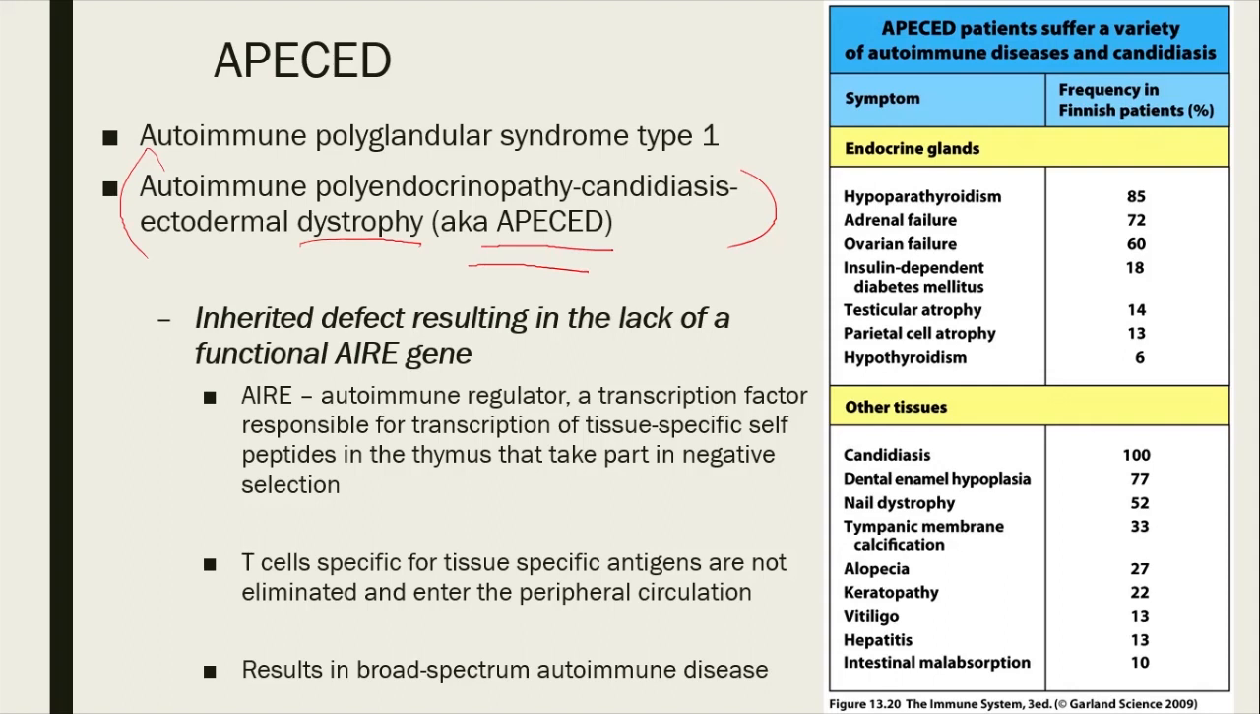Now, this inherited defect is a lack of functional AIRE gene. What this gene does is that it is an autoimmune regulator responsible for transcription factors that drive expression of tissue-specific self-peptides in the thymus. If you lack these transcription factors, the cells are unable to participate in negative selection, and T cells specific for tissues will not be eliminated and end up entering peripheral circulation, resulting in a large number of different types of autoimmune diseases. So this one gene is very important for inducing negative selection.